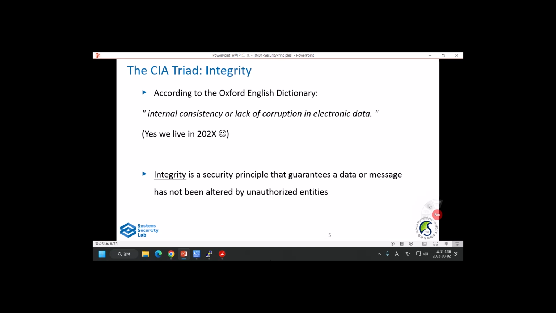All right, so integrity. According to the dictionary, this is about internal consistency or lack of corruption in electronic data. So this is obviously a new definition of integrity, right? Integrity is a security principle that guarantees a data or message has not been altered by unauthorized entities.